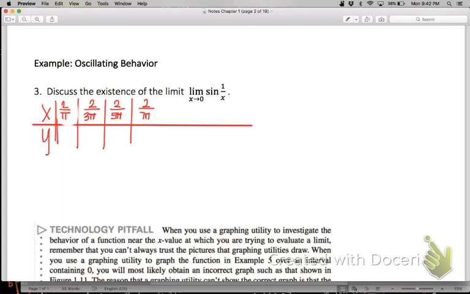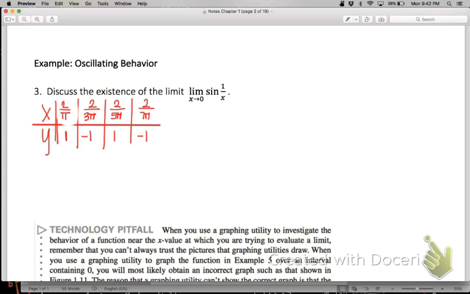But really the idea here is we just need to see what's going on. The sine of pi halves is going to be positive 1. The sine of 3 pi halves is going to be negative 1. The sine of 5 pi halves is going to be positive 1. The sine of 7 pi halves is going to be negative 1. So you can see that this function is bouncing back and forth, can't make up its mind what it wants to do. Positive 1, negative 1, positive 1, negative 1.